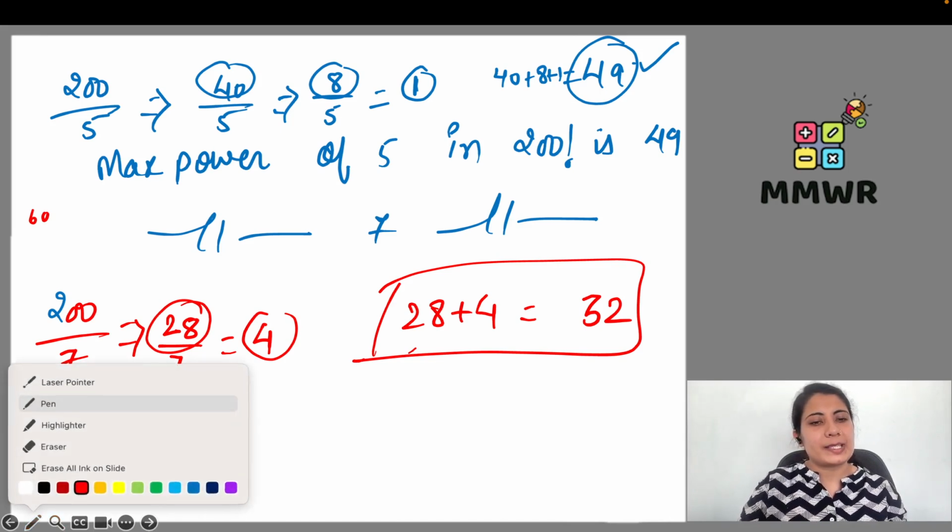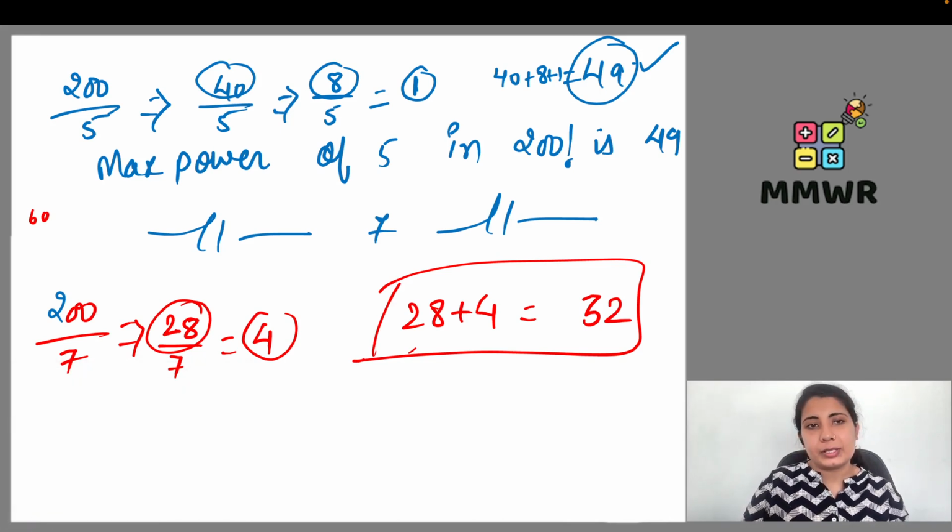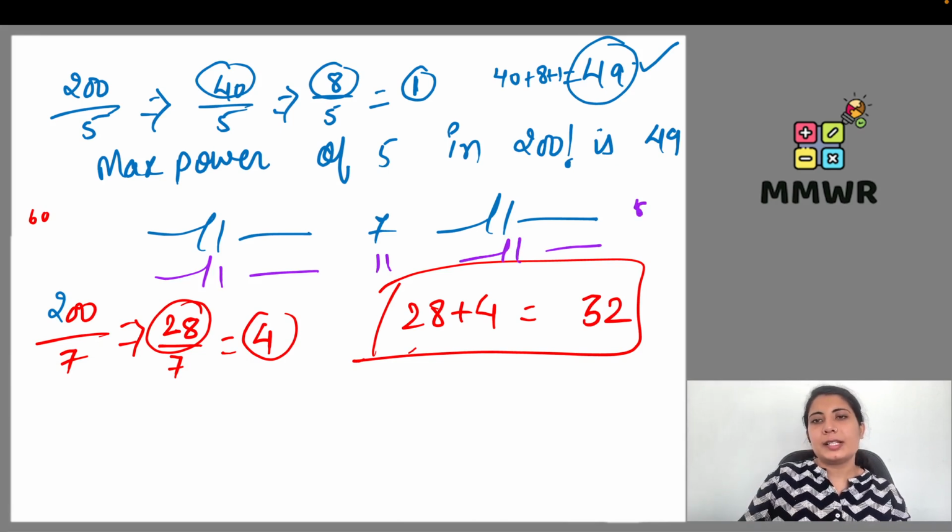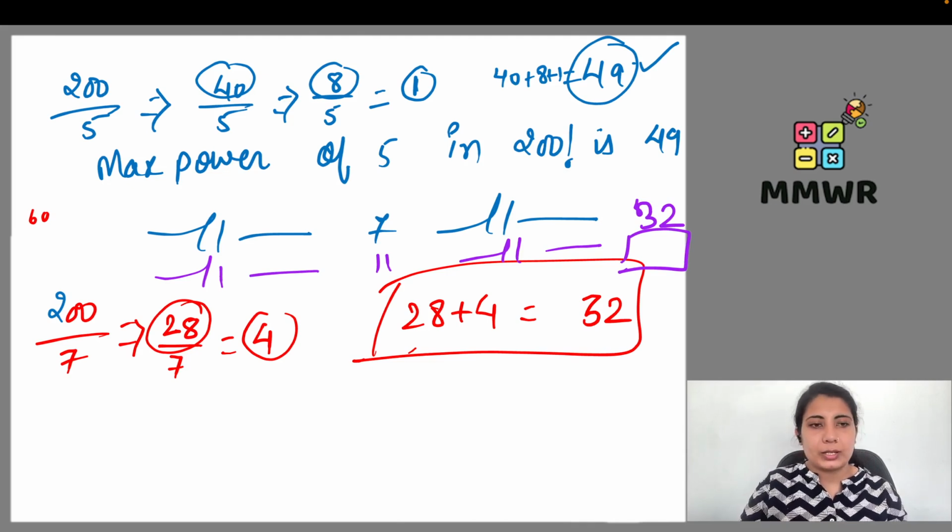Similarly, we have to find the maximum power for 11. So maximum power for 11 in this. Here it is 32. For 11 it will be what? That we have to check. So 200 divided by 11.